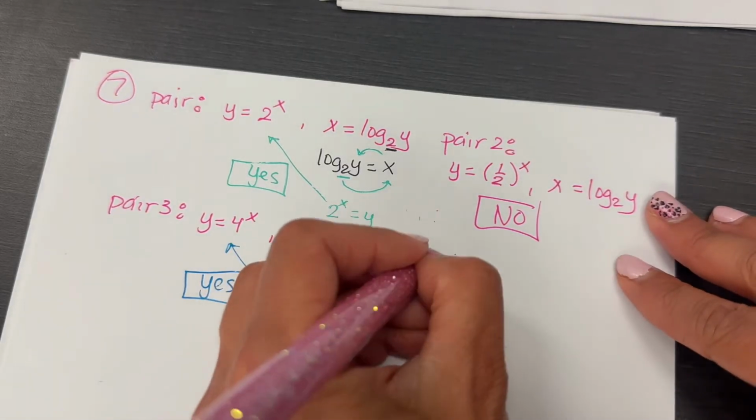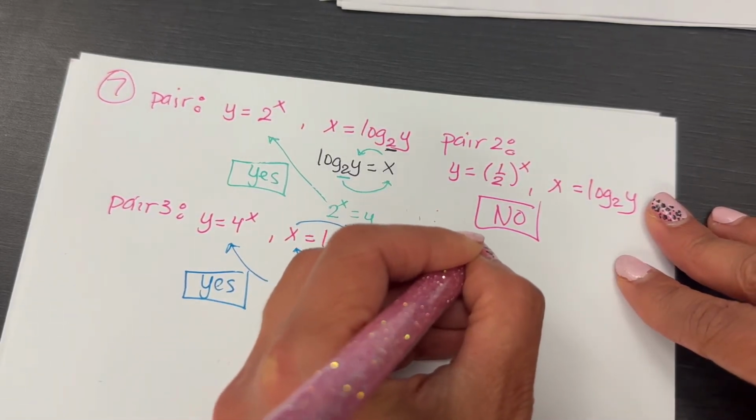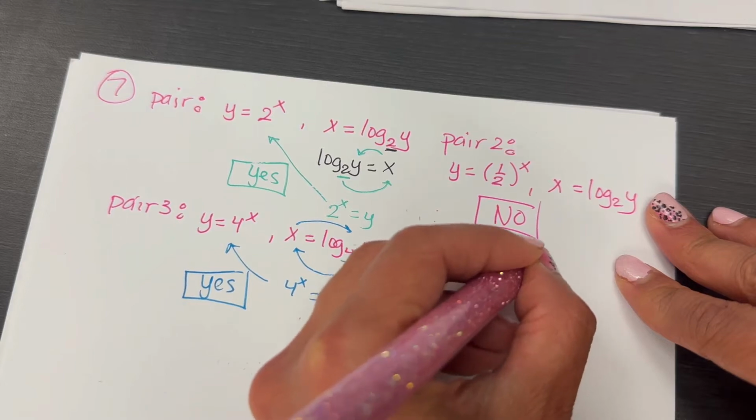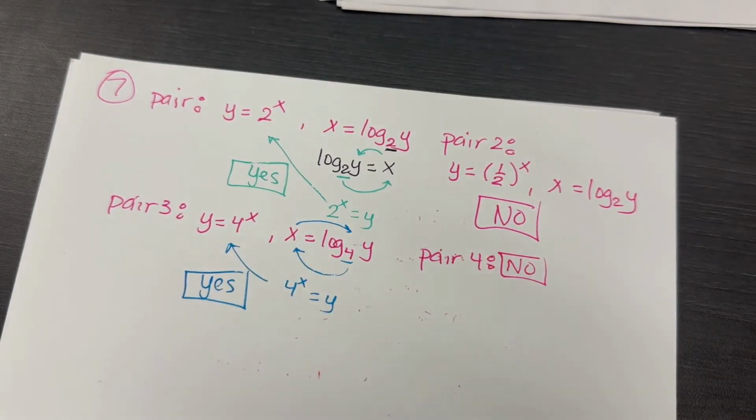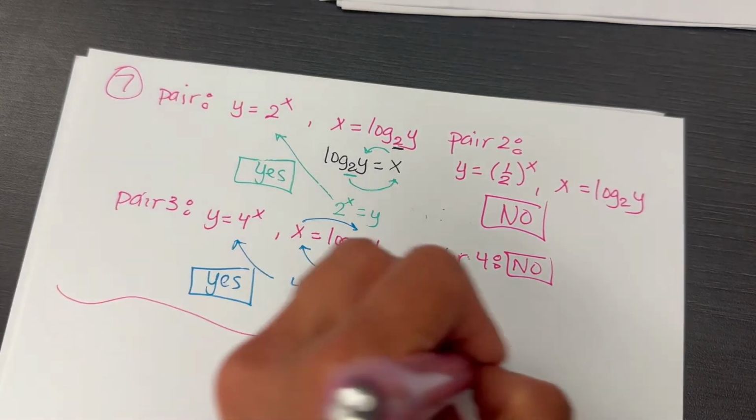And then if you look at pair 4, it already says no. You can't type in anything because it already typed in no for you, so you don't even need to look at it. But they're not equivalent anyway, and that's number 7.